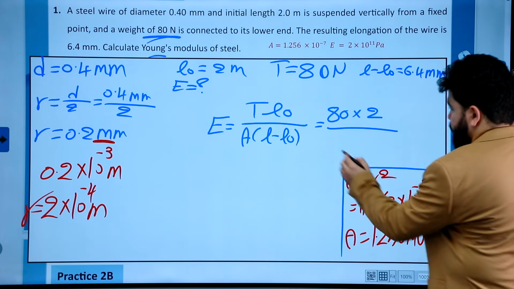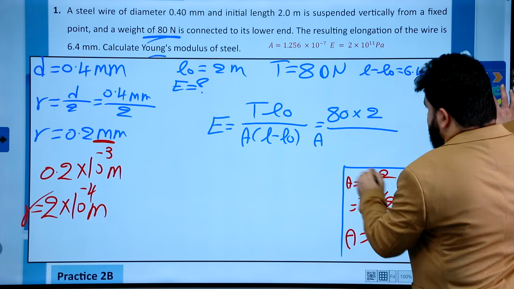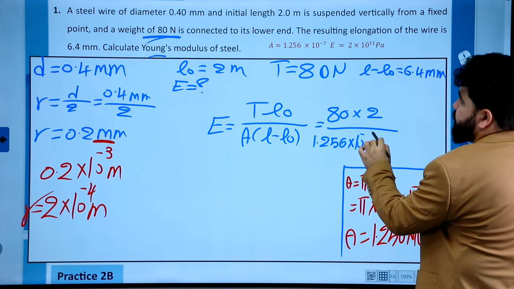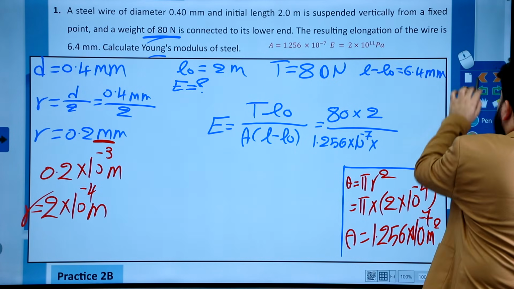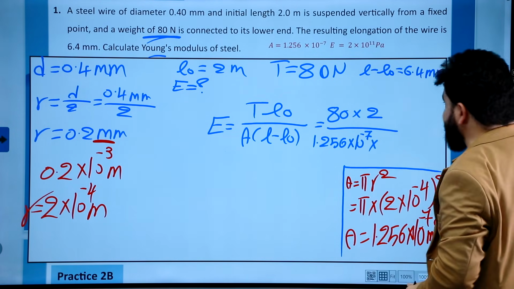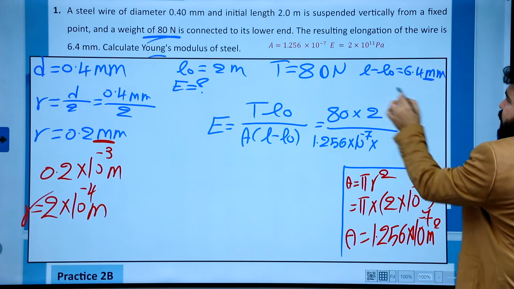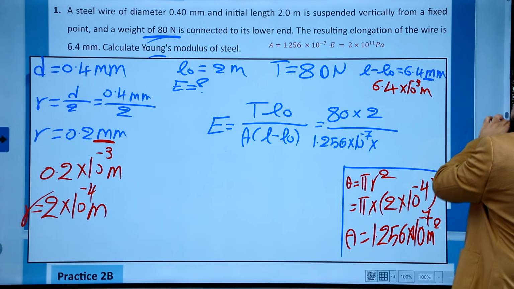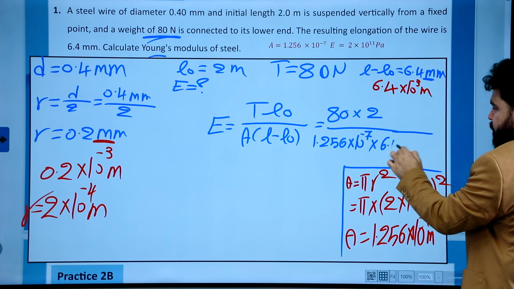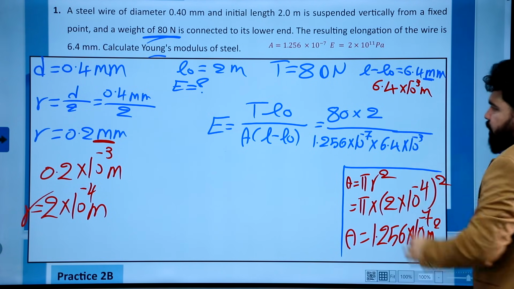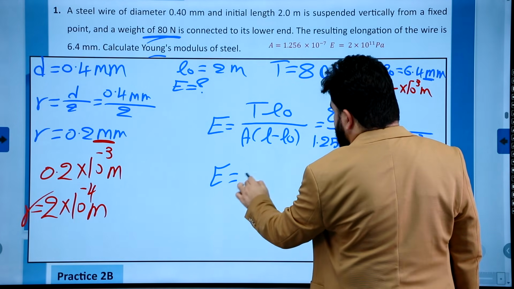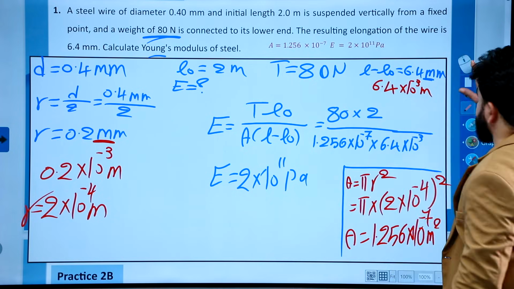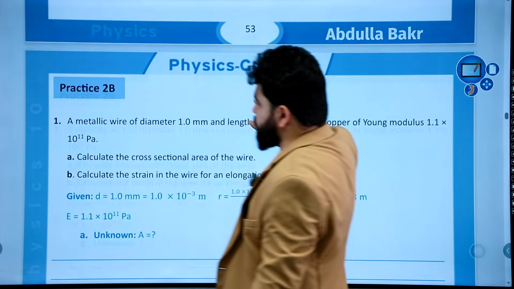I found area, so let's apply the area here. Area is equal to 1.256 times 10 to the power of negative 7, multiplied by elongation. Elongation is equal to 6.4 millimeter. Please don't make the mistake of using it like this in the equation. Change it to meters, please: 6.4 times 10 to the power of negative 3. Young's modulus is equal to 2 times 10 to the power of 11 Pascal. This is question 1, sample problem 1.